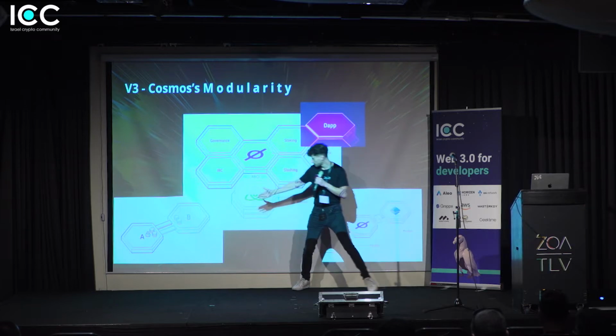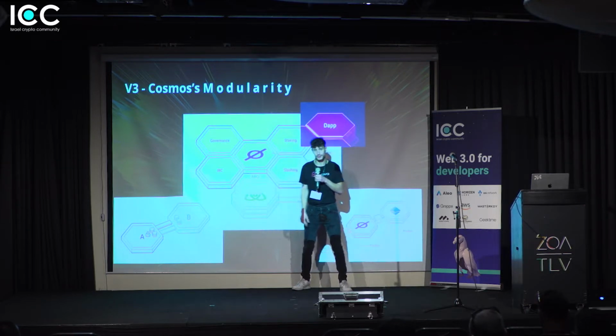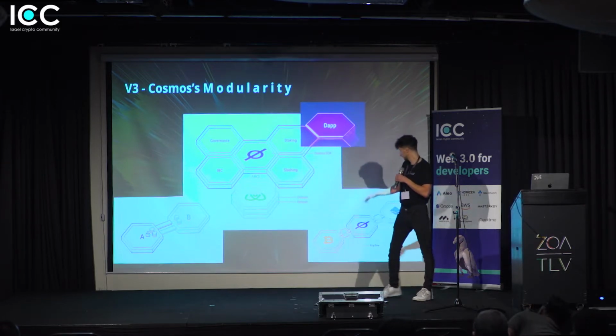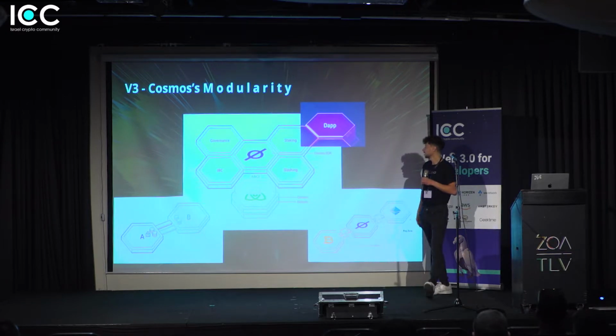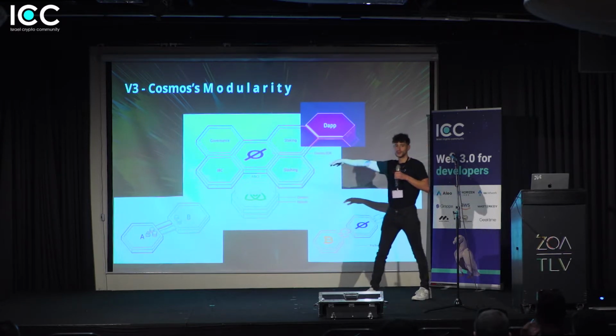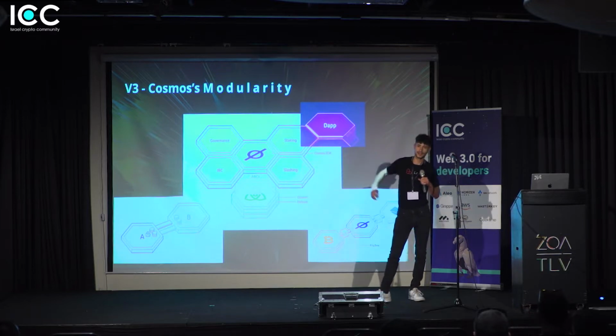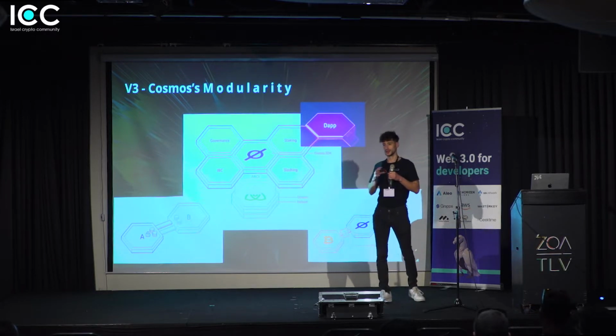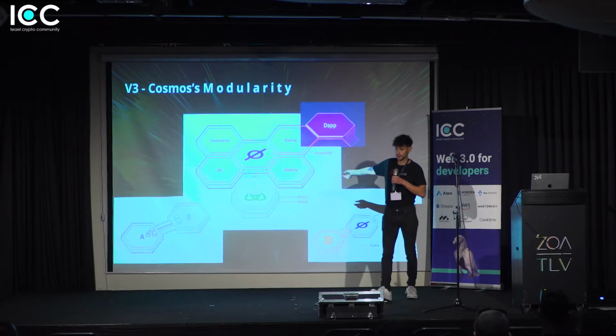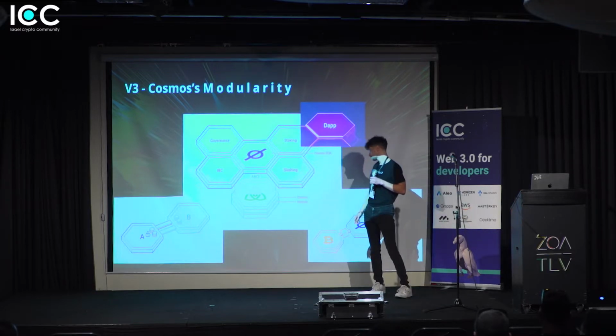So this is an example of the bridges, how you can do bridging between chains, a visual one. If you go to the Cosmos website, you'll see maybe a diagram with many modules connected together. And we'll see that in our hands-on presentation.